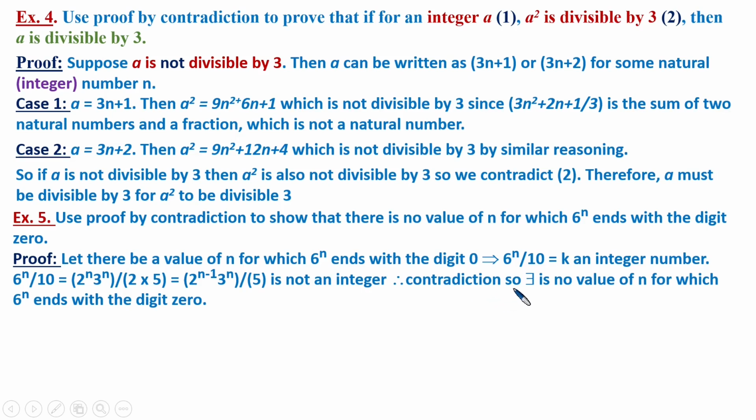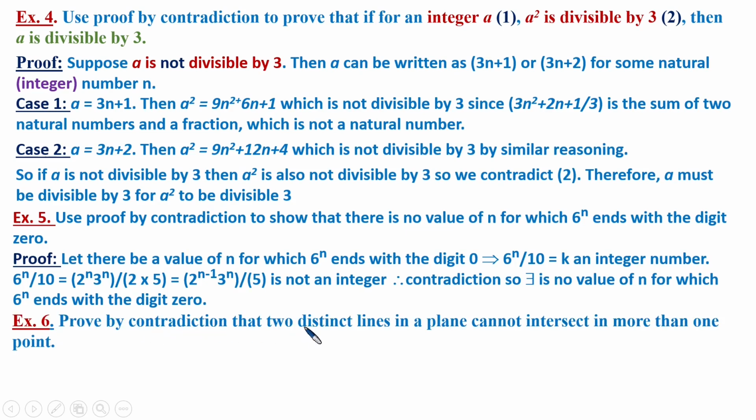So therefore, contradiction. So there exists no value of n for which 6 to the power n ends with a digit 0. So therefore 6 to the power n doesn't end with 0. If it had ended with 0, then I would have been able to divide it and get some integer. And here we see that we don't get an integer. We get some fraction.